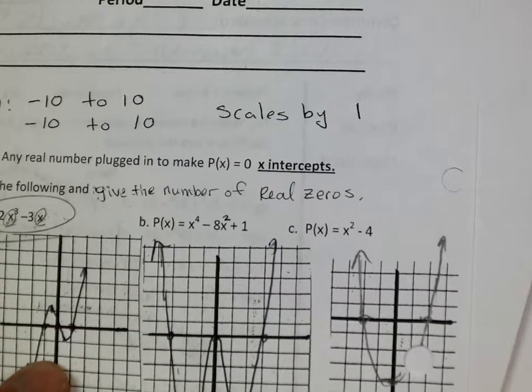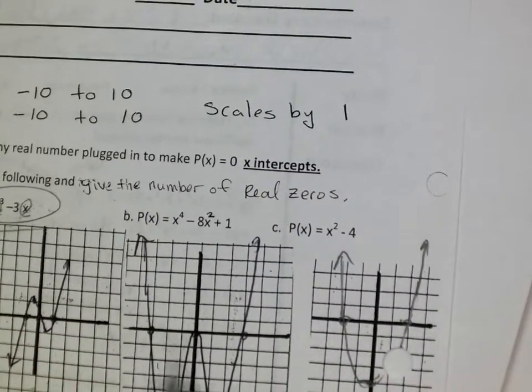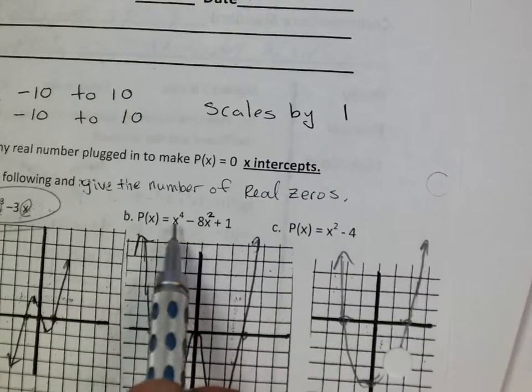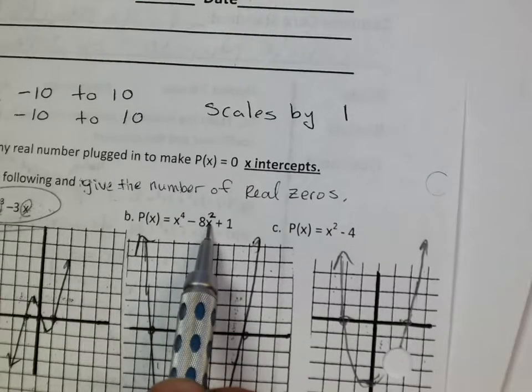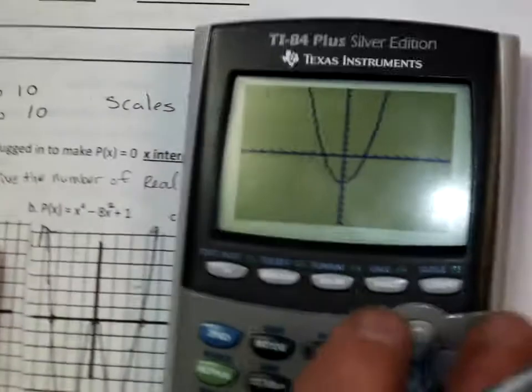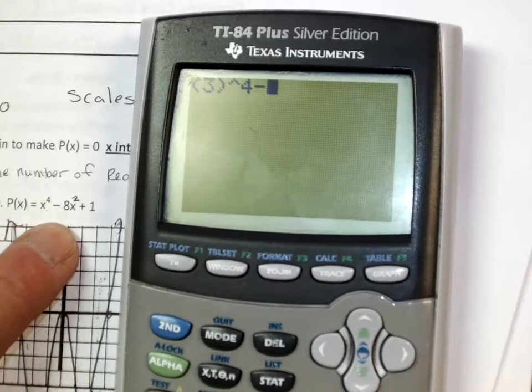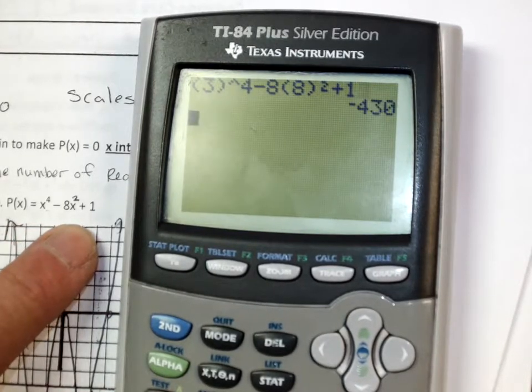We're going to learn later how to get the exact zeros. My zeros, I think, are at negative 3, 0, and 3. If I plug in 3, oh boy, let's use the calculator, because that looks way too hard to do. If I went 3 to the 4th power minus 8 times 3 to the 2nd power plus 1, what do I get?